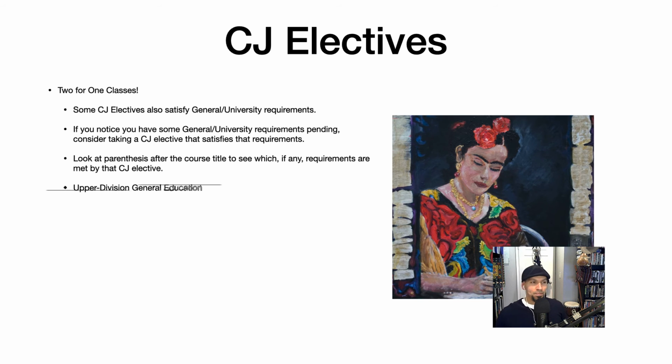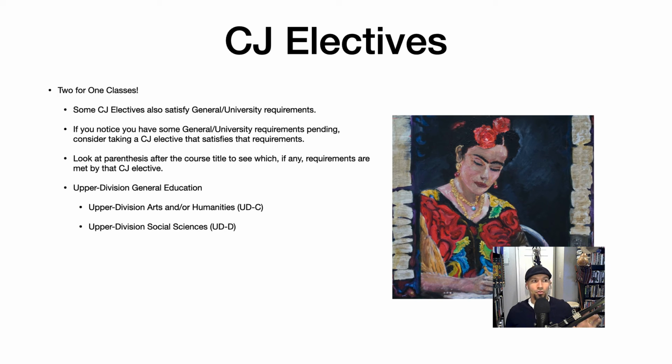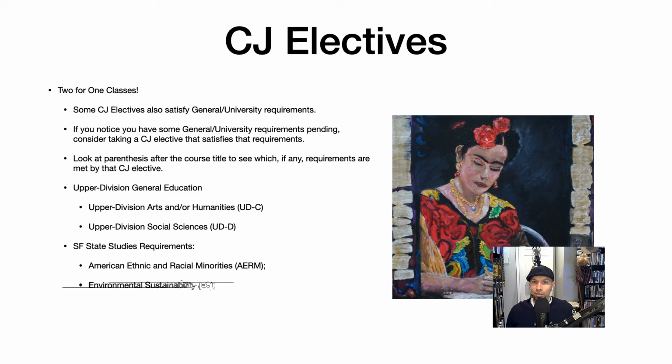And most readily, CJ electives easily fulfill the following general university requirements. Within the upper division general education requirements, you can take a CJ elective that satisfies a UDC, the upper division arts and or humanities requirement, or an upper division social sciences, also labeled as a UDD. This also applies to SF State studies requirements: AERM, which is American Ethnic and Racial Minorities, environmental sustainability, represented by ES, global perspectives, represented by GP, and social justice.